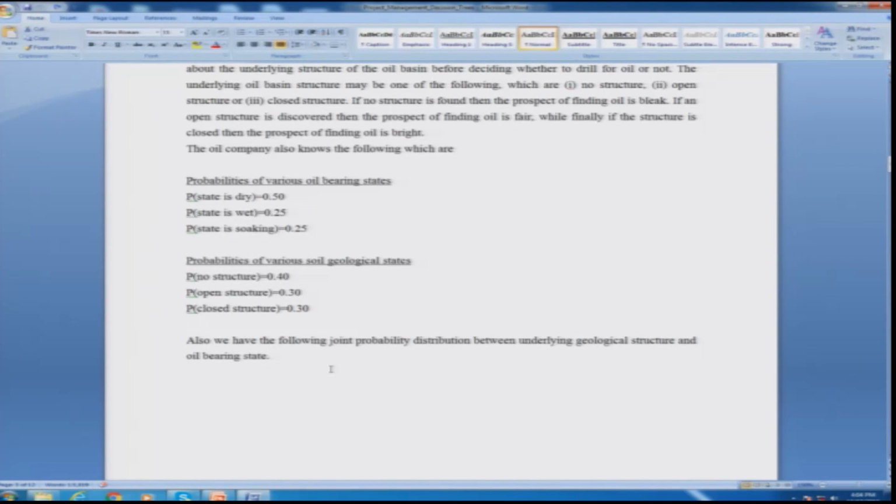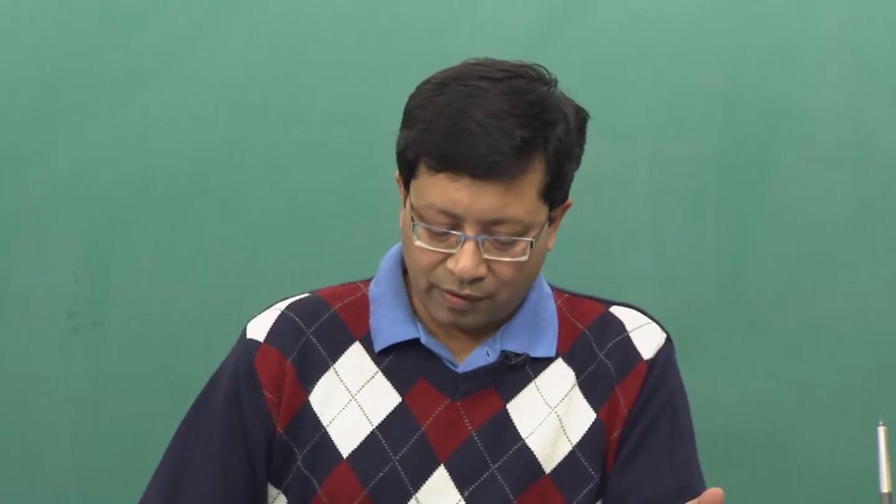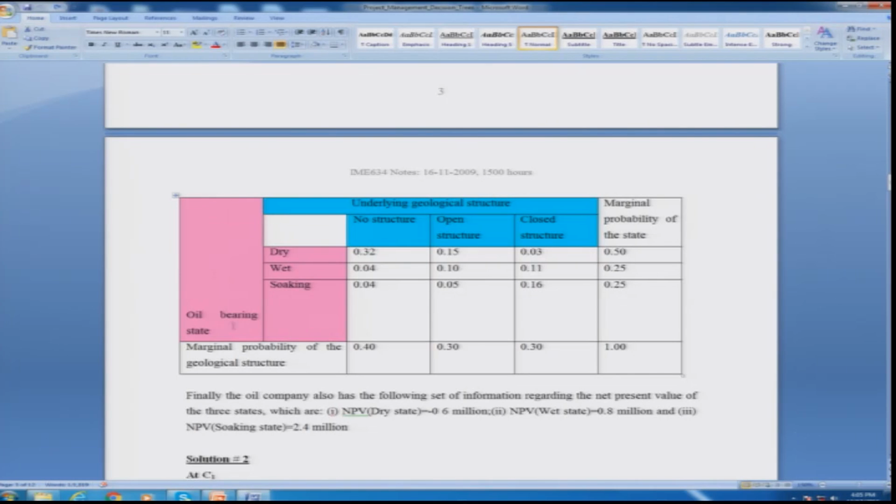Also, we have a joint probability or conditional probability based on different types of oil bearing states and geological structure. That means I am trying to compare and find out the conditional probabilities, depending on one having occurred, the other may occur or vice versa. This is where slowly complications will come, but it will definitely give you a very good idea of how the problem can be solved. The pink ones which you see are the oil bearing states: dry, wet, soaking, as I have already mentioned. If you remember, dry was 50%, see the value in the rightmost column, wet was 25%, soaking was 25%. So, these add up to 1.